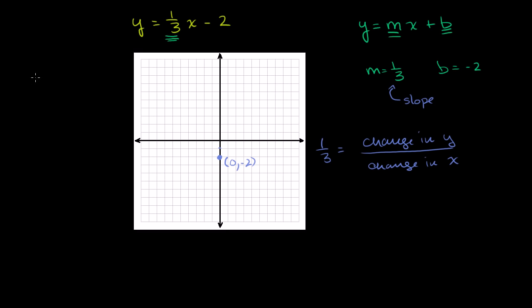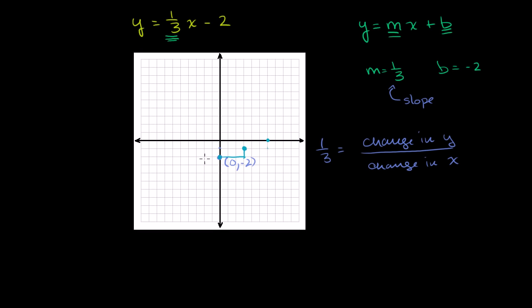So let me graph that. If x changes, so we know that this point is on the graph. That's the y-intercept. The slope tells us that if x changes by 3, so let me go 3 to the right, 1, 2, 3, that y will change by 1. Y will change by 1. So this must also be a point on the graph. And we could keep doing that. If x changes by 3, y changes by 1.